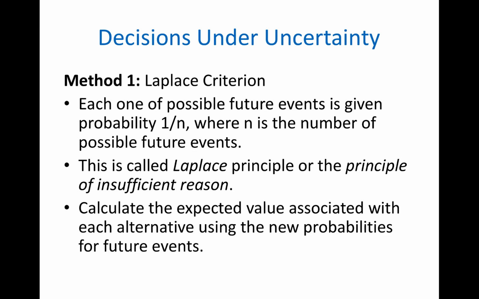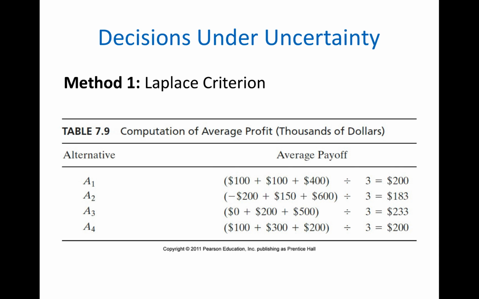Therefore, if we have n events that are possible to happen in the future, the probability of each of them happening is going to be 1 over n. After associating these probabilities to future events, we can calculate the expected value of each alternative and pick the alternative with the highest expected value. This example shows how we can use Laplace criterion.